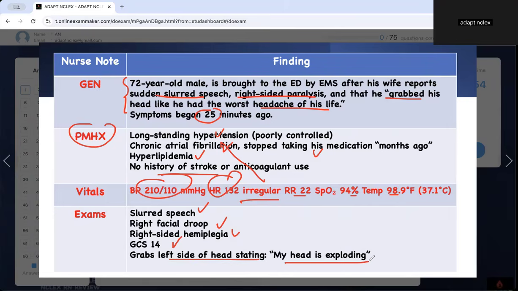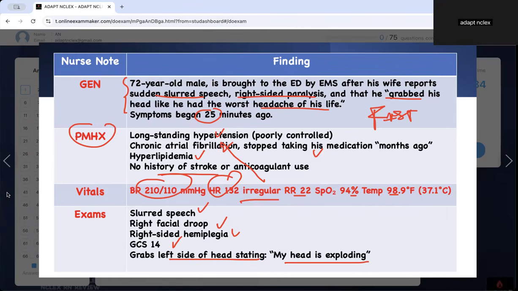Now go back and ask, what is going on with this patient? Put it together and say, he came in with what? Slurred speech, right-sided paralysis, and grabbing his head. He said, worst headache of his life, with what? And they give you the time. They're telling you this is FAST. And what do you know about FAST? Something diagnostic you have to know.